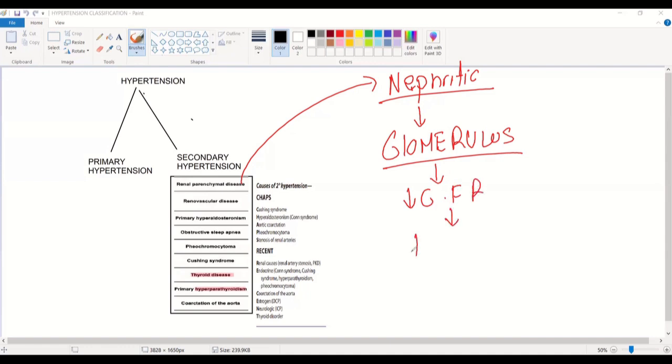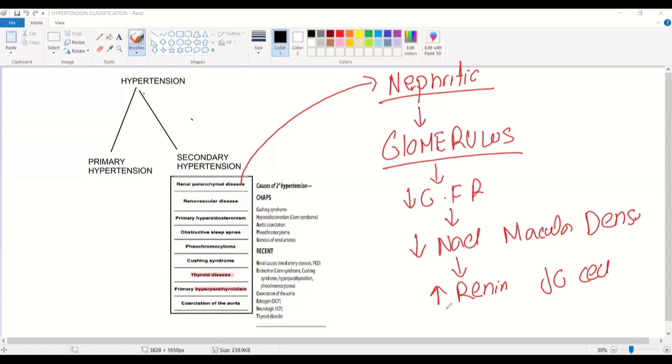Decreased GFR leads to decreased sodium chloride delivery to the macula densa. Okay. So decreased sodium chloride delivery to the macula densa increases renin release from JG cells, and this increased renin will activate the renin angiotensin aldosterone system, and it will lead to increased blood pressure, and in this way it will lead to secondary hypertension. Very high yield, very high yield.